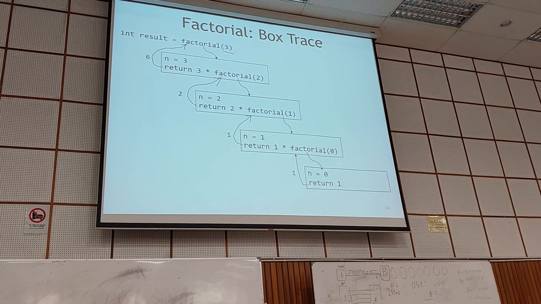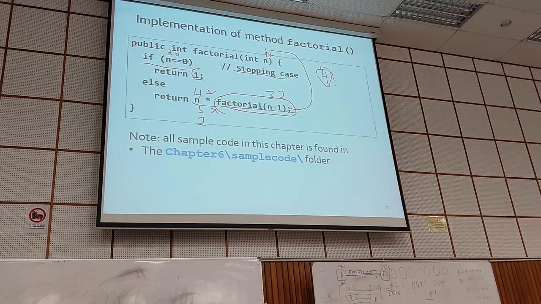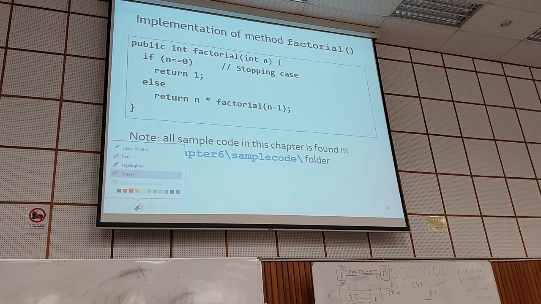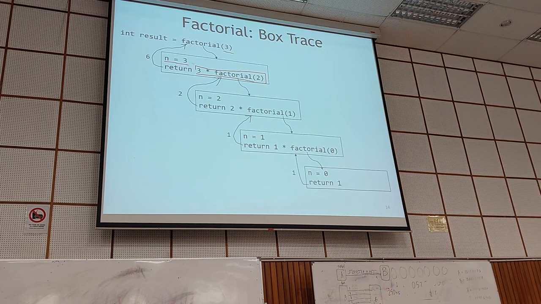So let's say if I have factorial 3, my N value is 3. My recursive call, this is the argument, N multiplied by factorial N minus 1. Is that correct? Okay. So this part here is your recursive call. N value is 3, and this is the recursive call, 3 times factorial 2. So factorial 2 is the recursive call, then we will have the next box to indicate the recursive call.